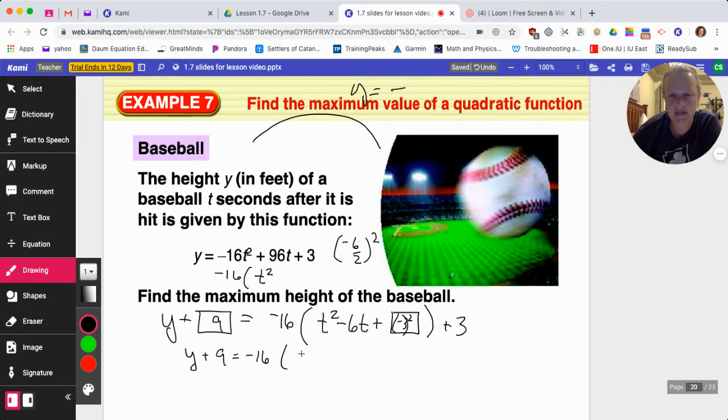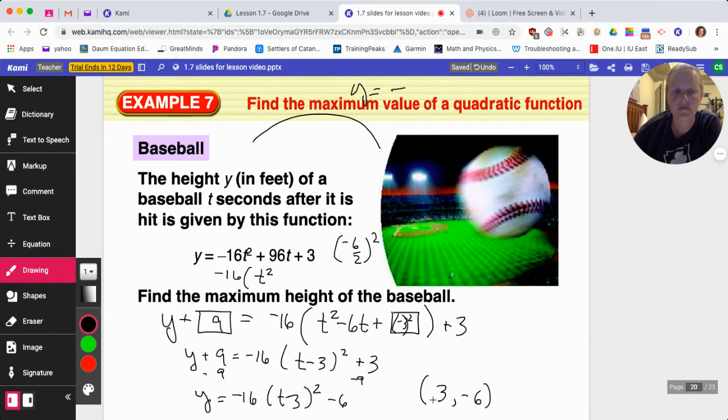So I get (t minus 3) quantity squared plus 3. And I can subtract 9 from both sides. My final equation is y equals negative 16 (t minus 3) squared minus 6. So my vertex is (x minus h) plus k. Let's look. I believe I may have done something wrong. I did.